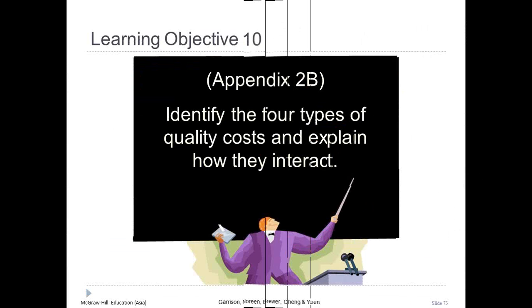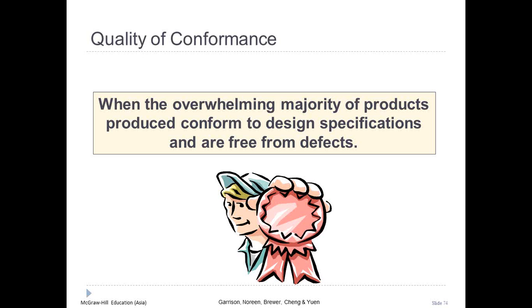Quality of conformance is the degree to which the actual product or service meets its design specifications. Anything that does not meet design specifications is a defect and is indicative of low quality of conformance. There are 4 broad categories of quality costs: prevention costs, appraisal costs, internal failure costs, and external failure costs.